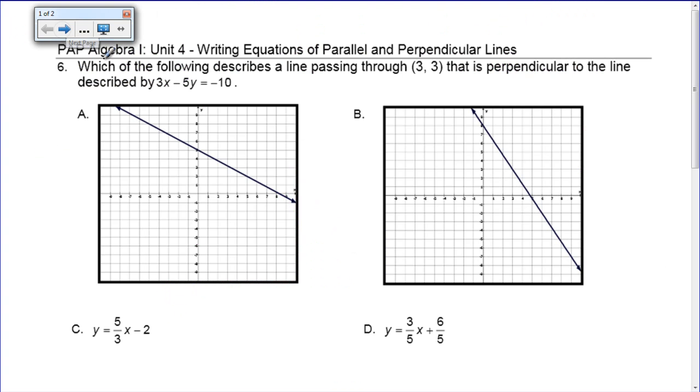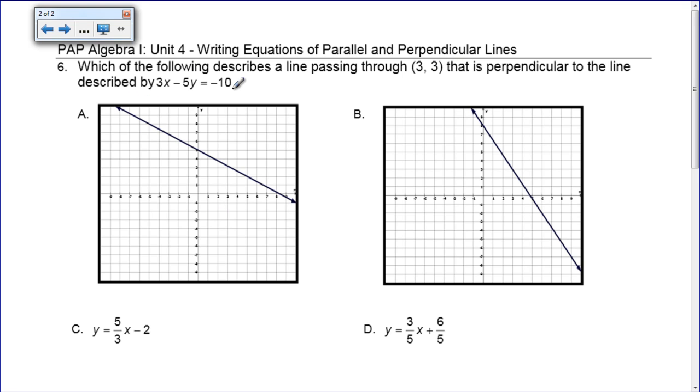So let's do one last problem. Number 6. The reason I have this on here is because this is how this question shows up on standardized tests, like the STAR test. So, which of the following describes a line passing through 3, 3 that is perpendicular to this line?